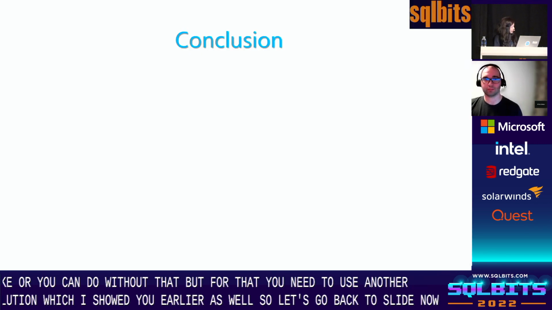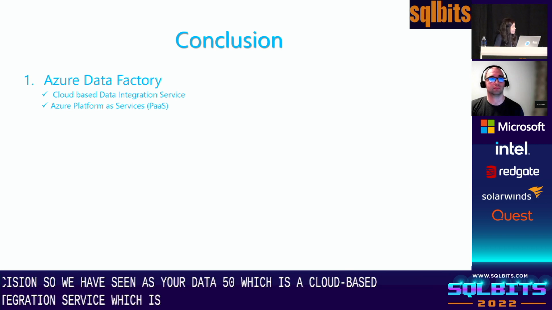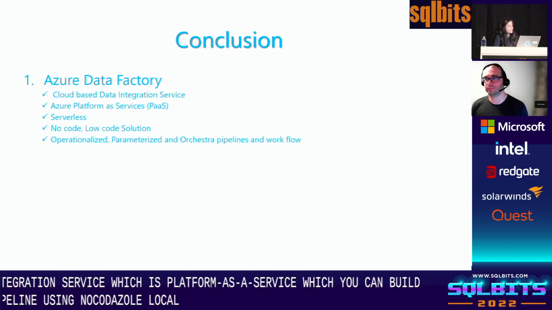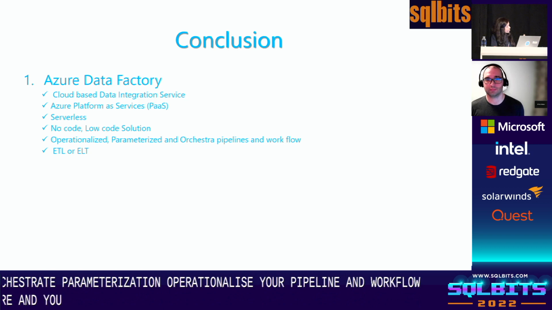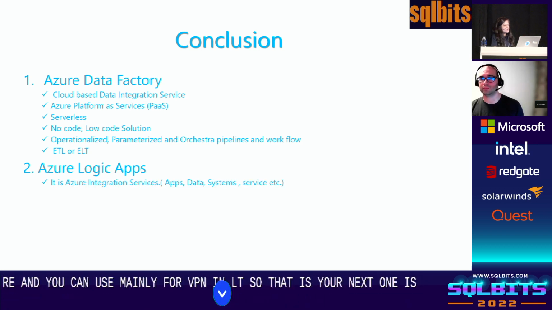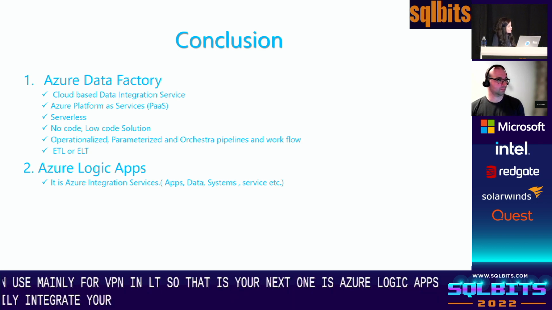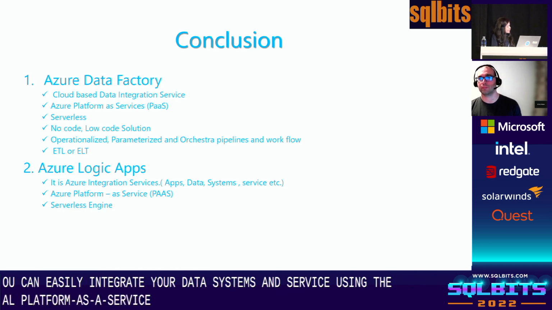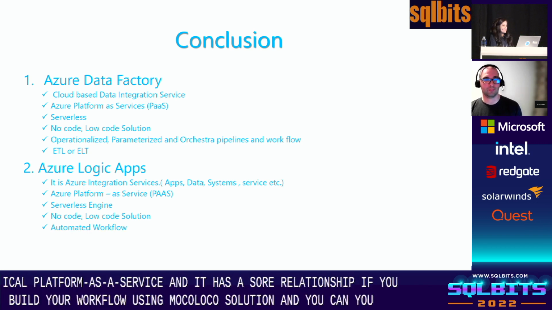So with that, let's conclude this session. We have seen Azure Data Factory, which is a cloud-based integration service, an Azure platform as a service, which is serverless, and you can build a pipeline using a no-code or low-code solution, and easily orchestrate, parameterize, and operationalize your pipelines and workflows. You can use it mainly for ETL and ELT. Next one is Azure Logic Apps. It's an Azure integration service, and you can easily integrate your apps, data, systems, and services using Logic Apps. Logic Apps is also a platform as a service with a serverless engine. You can build your workflow using a no-code or low-code solution, and use it to automate your workflow.